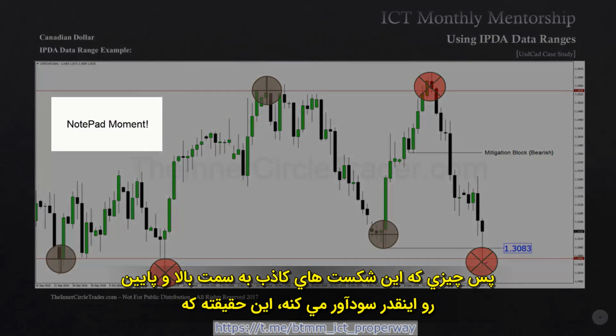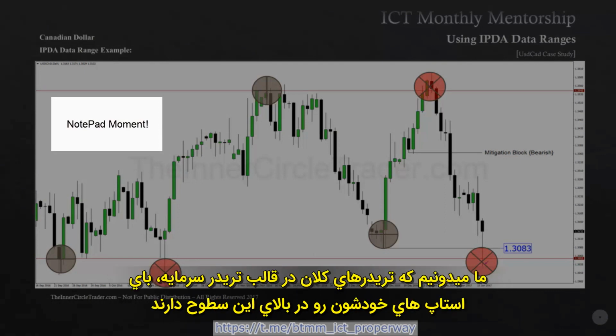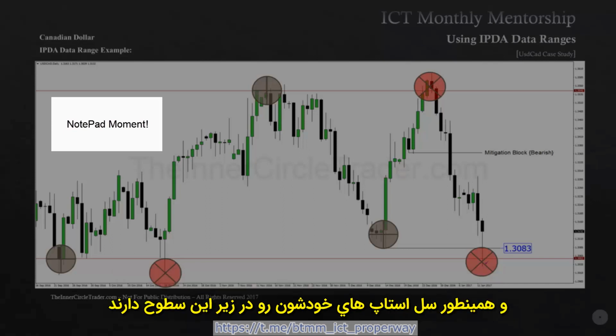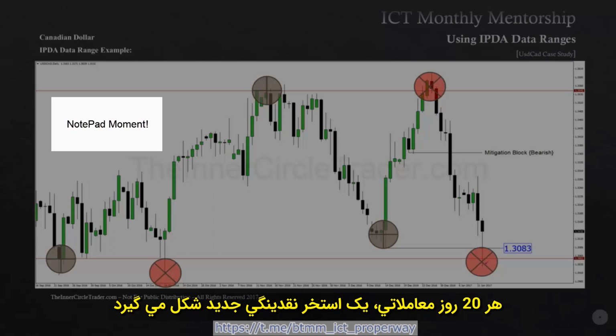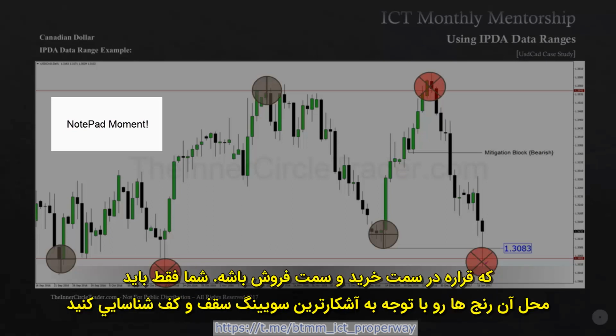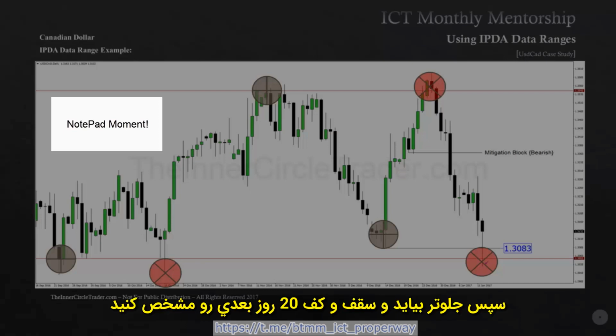So what makes these false breaks higher and lower so lucrative is the fact that we understand that large traders, in the form of a fund trader, have their buy stops above these levels and they have their sell stops below these levels. Every 20 trading days, there's going to be a new liquidity pool formed. It's going to be on the buy side and on the sell side. You just have to identify where those ranges are in respective terms to where the most obvious swing high and swing low is formed, and then frame that going forward.